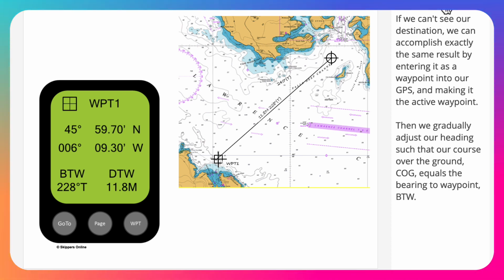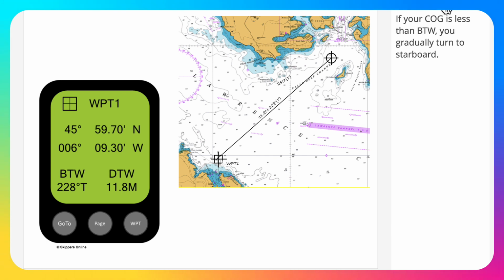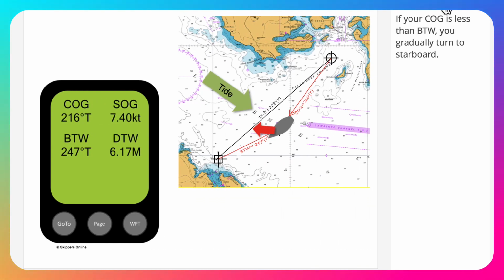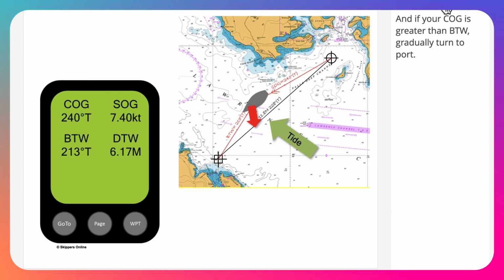If we can't see our destination, we can accomplish exactly the same result by entering it as a waypoint into our GPS and making it the active waypoint. Then we gradually adjust our heading such that our course over the ground, COG, equals the bearing to waypoint, BTW. If your COG is less than BTW, you gradually turn to starboard. And if your COG is greater than BTW, gradually turn to port.